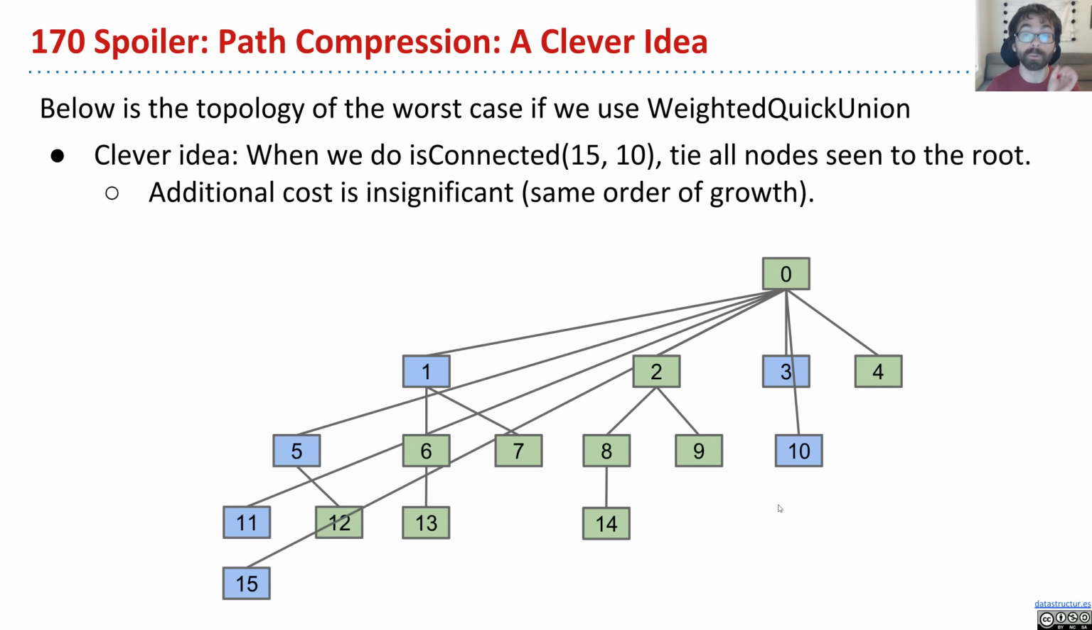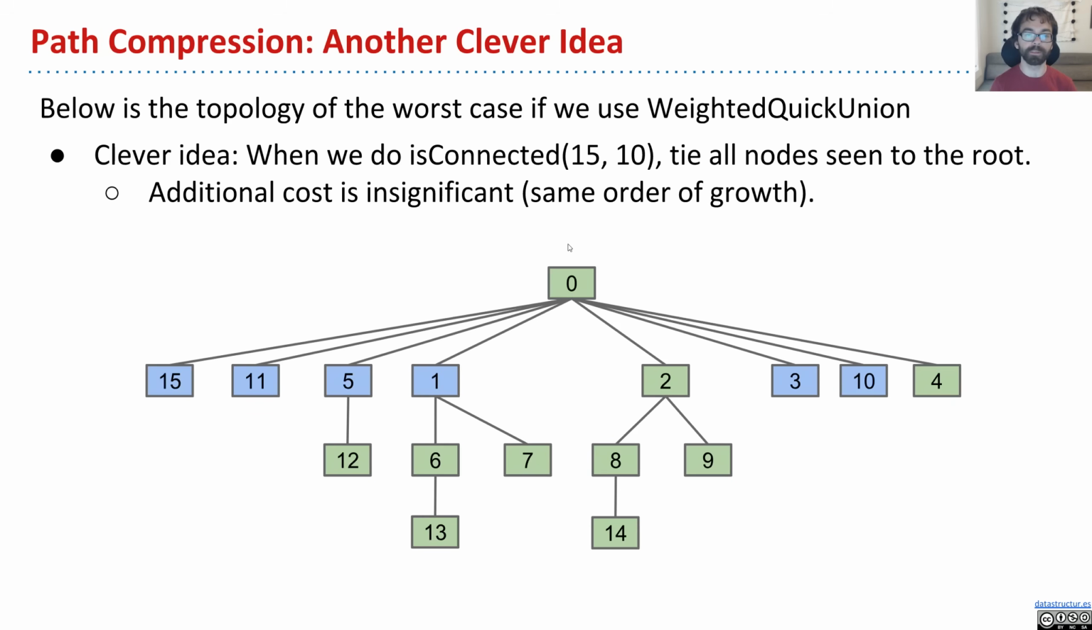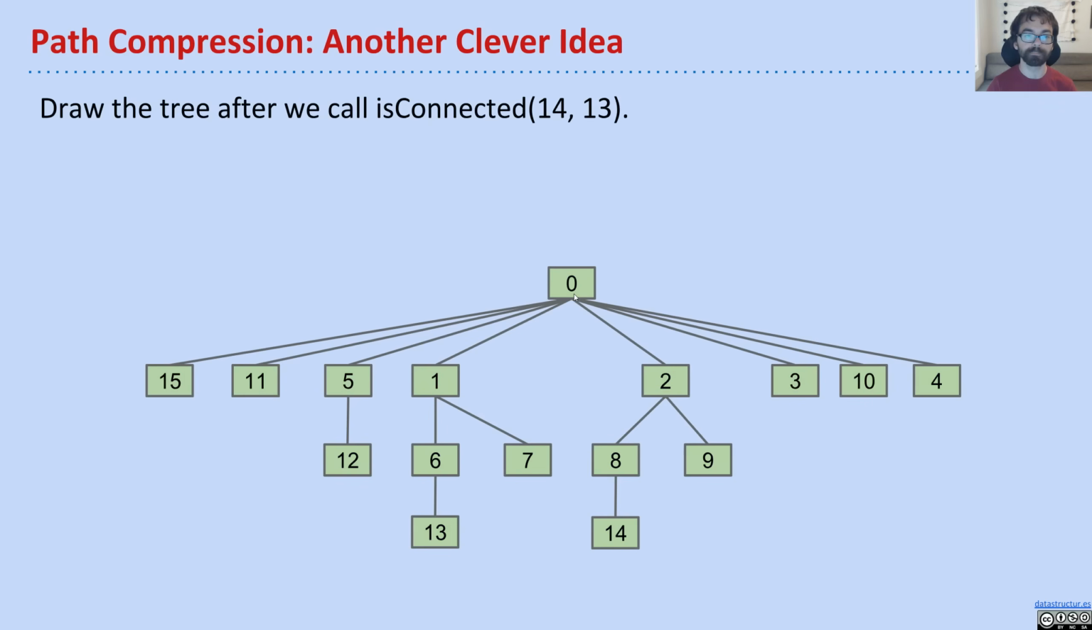What we're doing here is kind of like the idea of memoization or caching. We're going to set aside the information that 15, 11, 5, 1, 10, and 3 are all part of the set where 0 is the root. So we just set all their values to 0. Now the additional cost to do this is insignificant. It's the same order of growth, but now future queries will be faster. If we ask whether 15 and 10 are connected, we know immediately. We just climb up one level for both, and we're done.